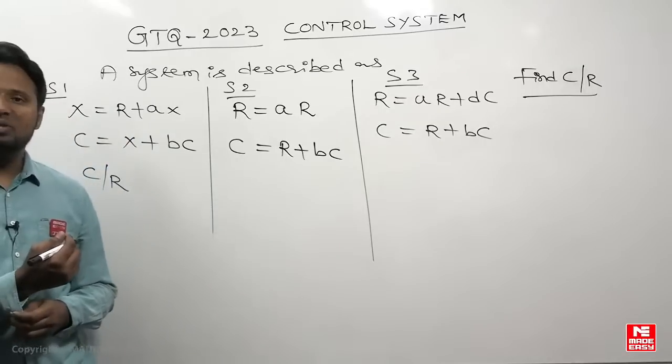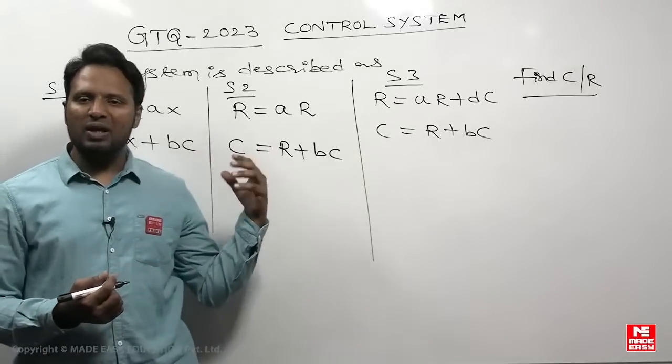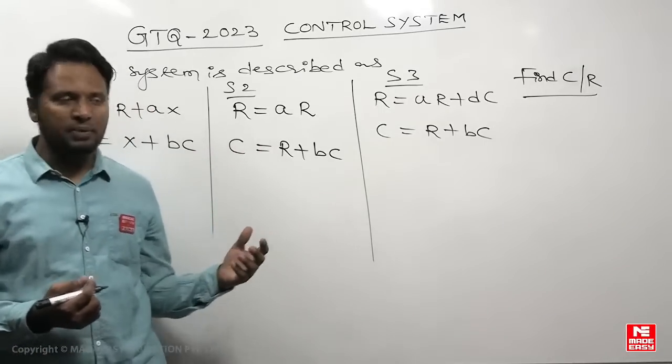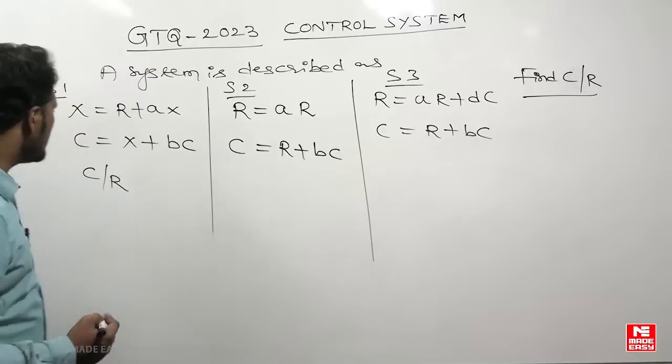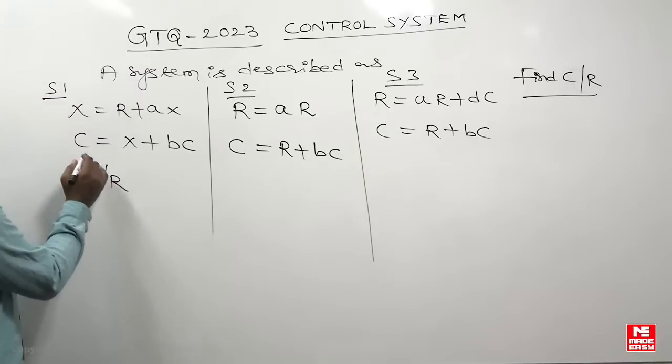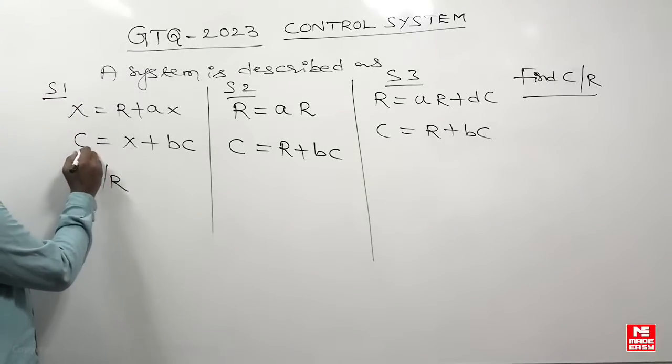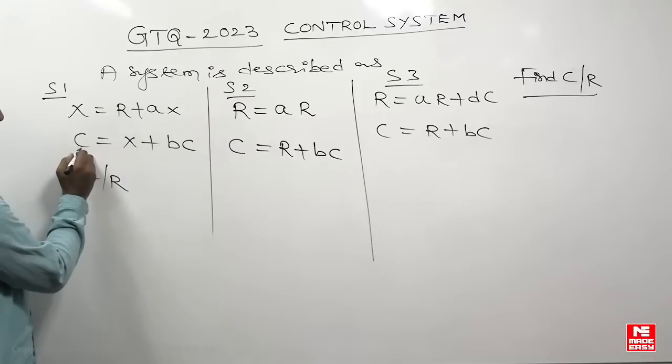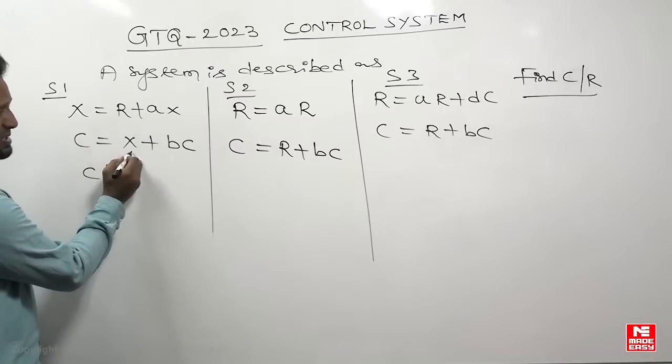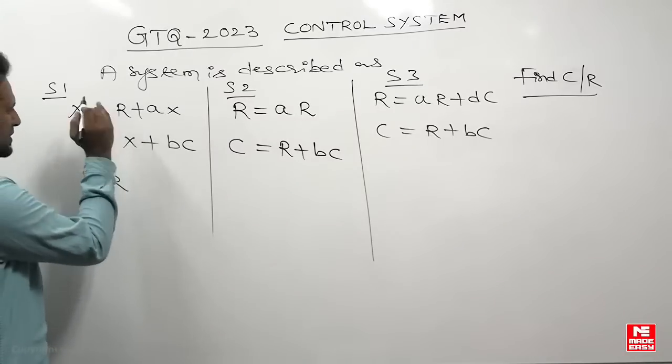We try to do that using equation simplification, and we also try to do that using Mason formula. Let us correlate the results from that. I need to find C by R. In this equation, we have got C and X. R is available in this equation.